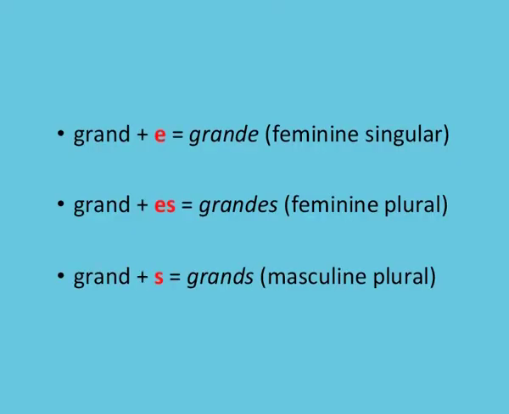We can also explain this type of adjective formation from the following perspective. The various forms of adjectives can all be composed from the masculine singular form. Either one adds an E to create the feminine singular, or an ES to create the feminine plural, or one simply adds an S to create the masculine plural form.